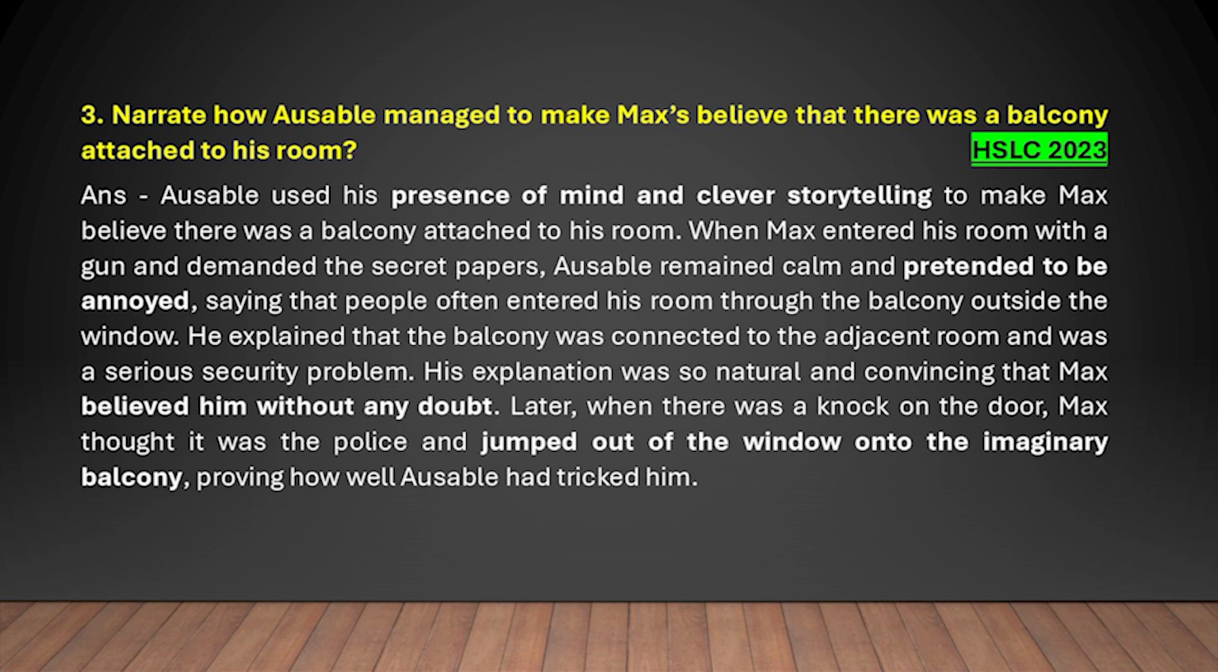He explained that the balcony was connected to the adjacent room and was a serious security problem. His explanation was so natural and convincing that Max believed him without any doubt. Later, when there was a knock on the door, Max thought it was the police and jumped out of the window onto the imaginary balcony, proving how well Ausable had tricked him.